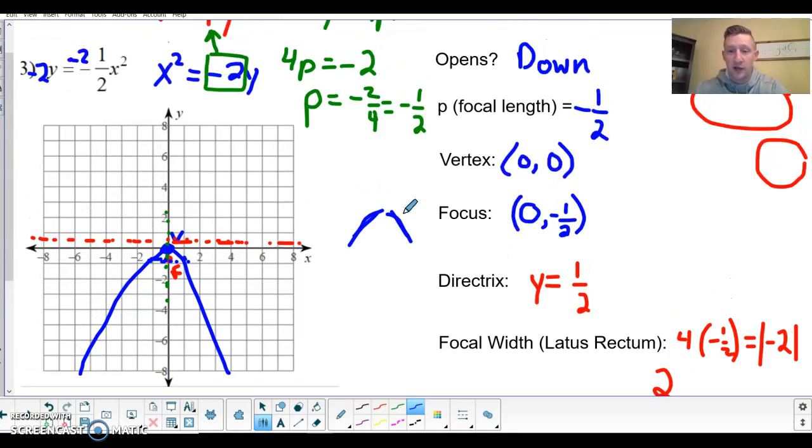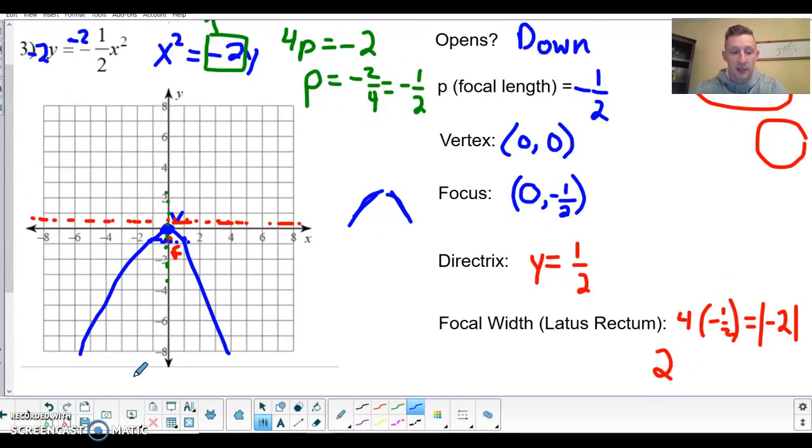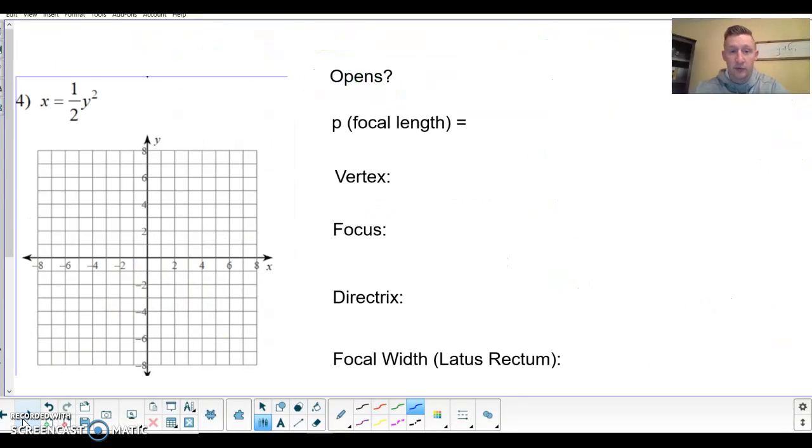So those are all things that you'll have to identify as you work through problems like this. I'm going to pause there and come back and do another example. We're going to do number 4 together as well to show you a left or right one, okay?